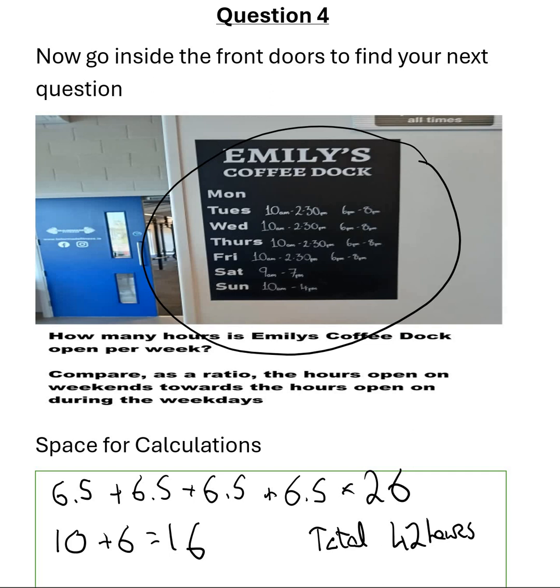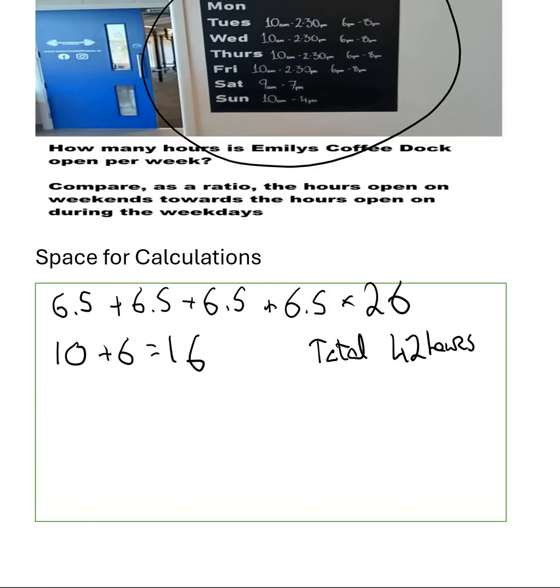And then the next question is part of it. It says compare as a ratio the hours open on weekends towards the hours open during the week. Okay, so here's what you do. For a ratio, we'll take the hours open on the weekdays, and it's 26, and we'll compare them to the hours open on the weekend, which is 16. And to show it's a ratio, you put 2 dots in between. Okay.